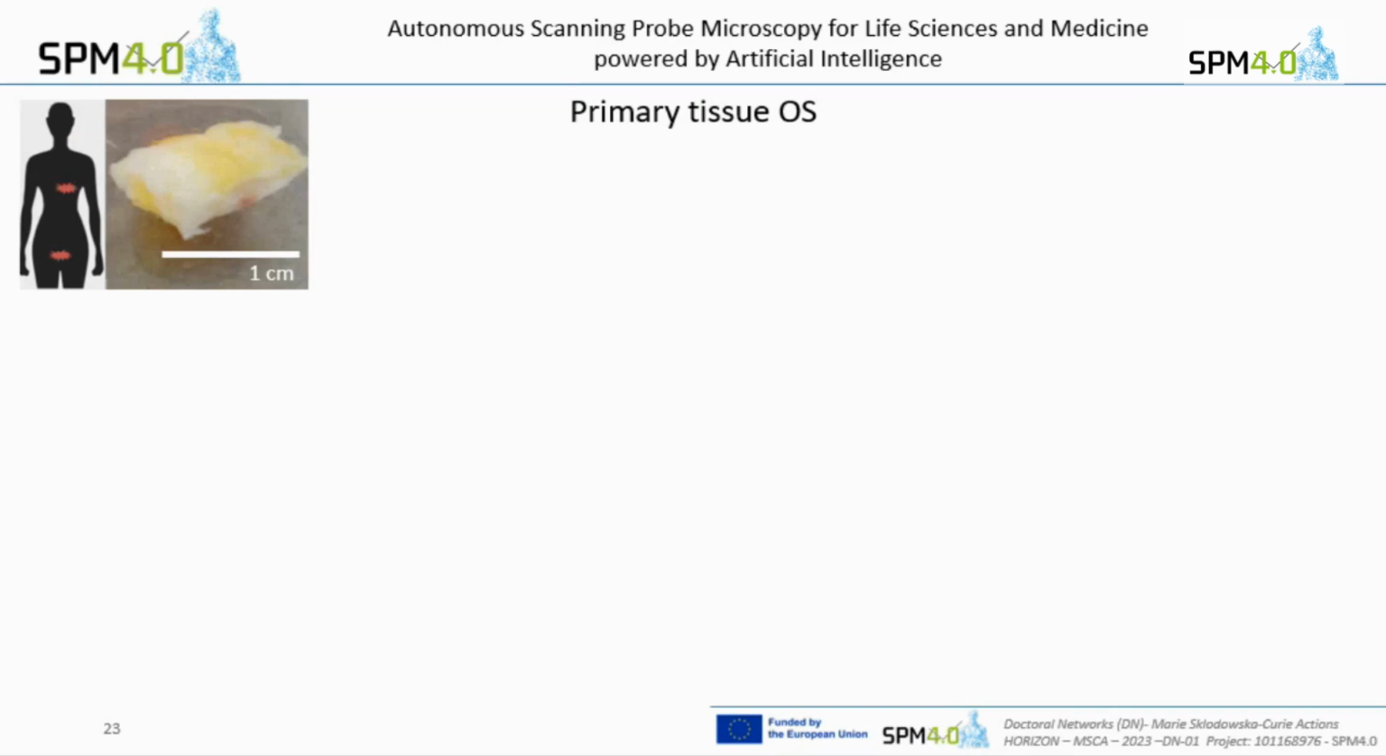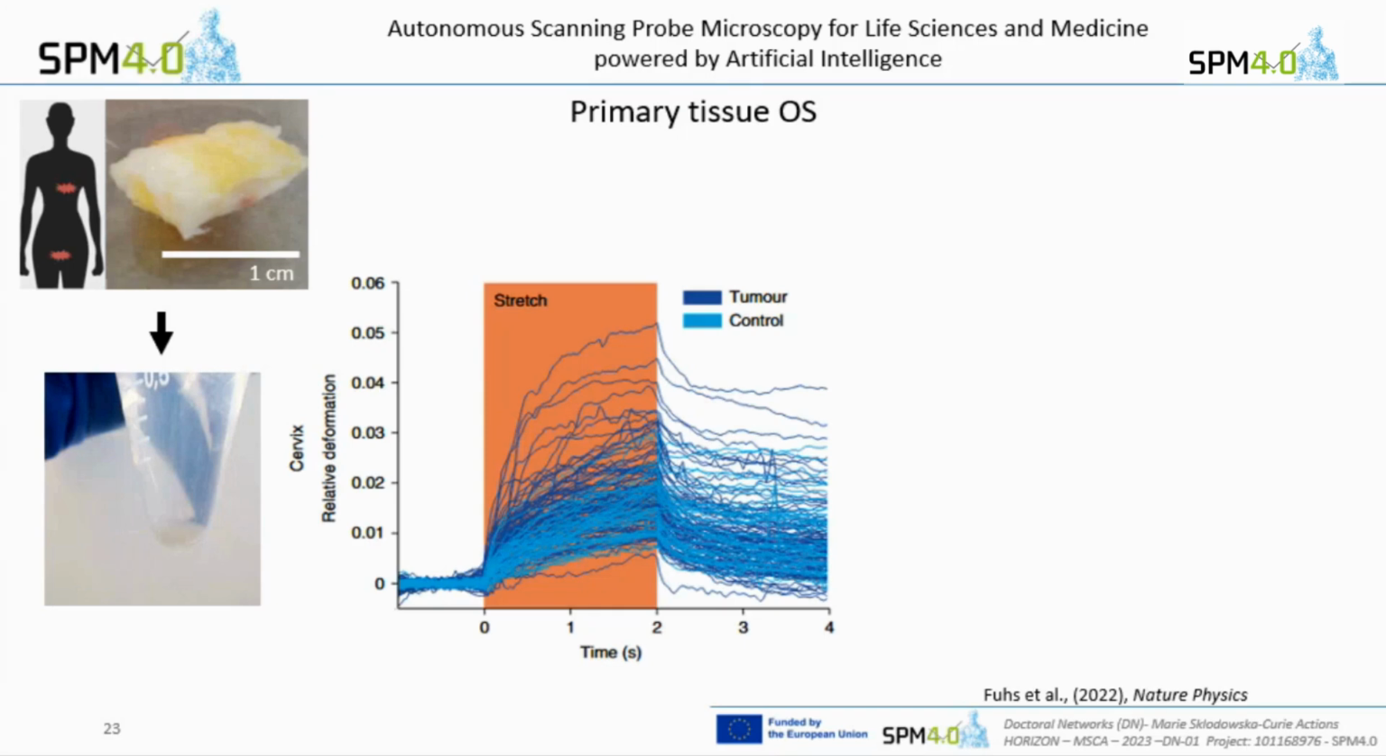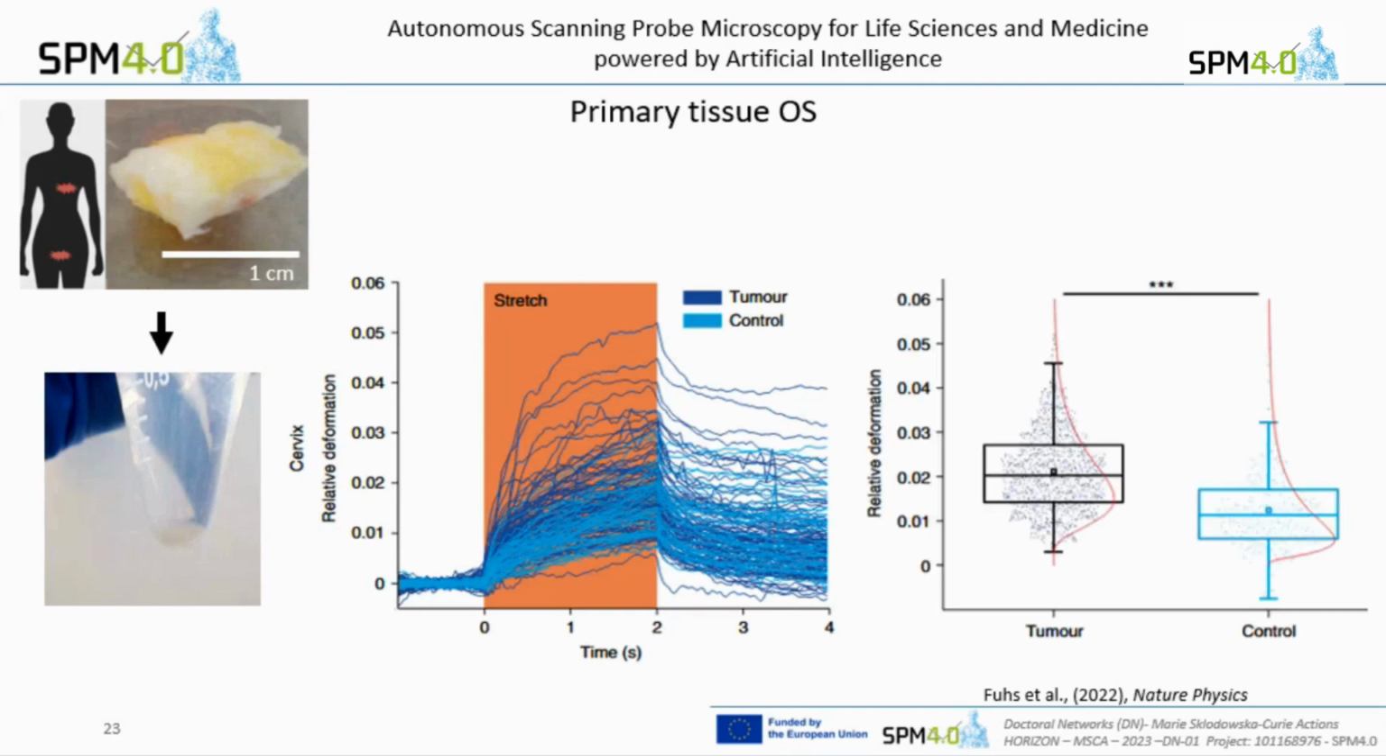Here's a practical example. We have a look at, again, breast and cervix tumors in the study. And then you first have to dissociate your tissue to get single cells. It looks something like this. And then you can measure them in the optical stretcher. And in this study here, we did this for both cervix and breast, and this is only cervix data. And you can also see here that the tumor cells are significantly more deformable than the control cells.